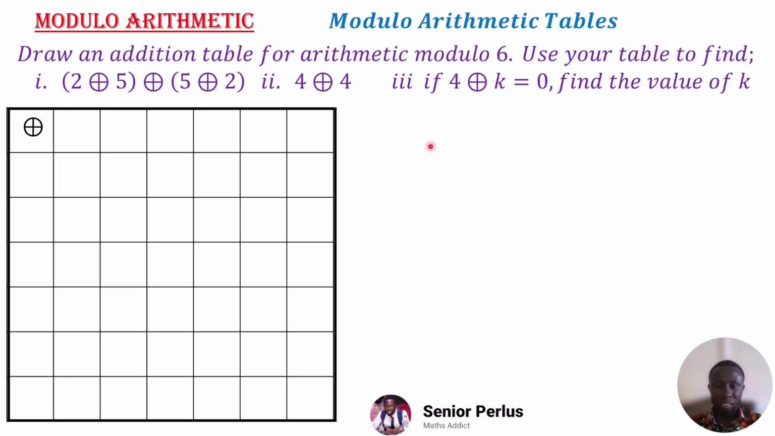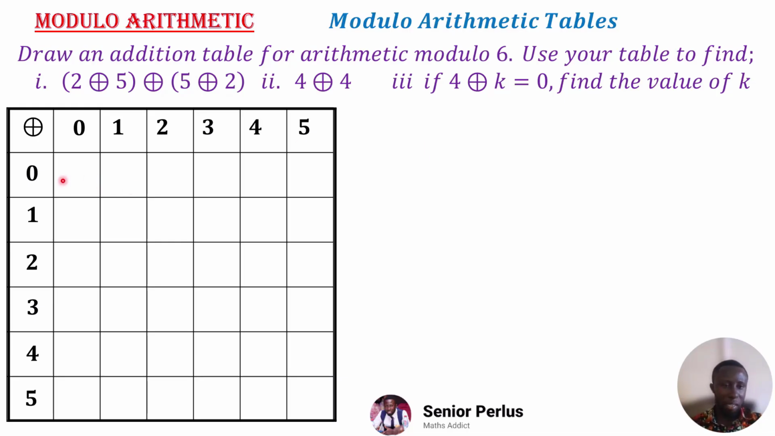We said that mod 6 is from 0 to 5. Mod 7 is from 0 to 6. So mod 6 is 0 to 5, and here too, 0 to 5. We are going to add them in mod 6. If you add and the answer is less than the mod, then it means that it's the same answer.